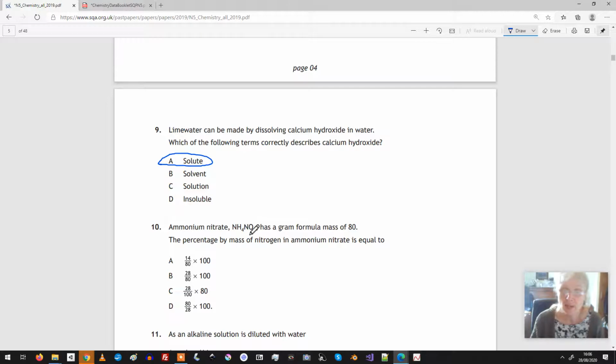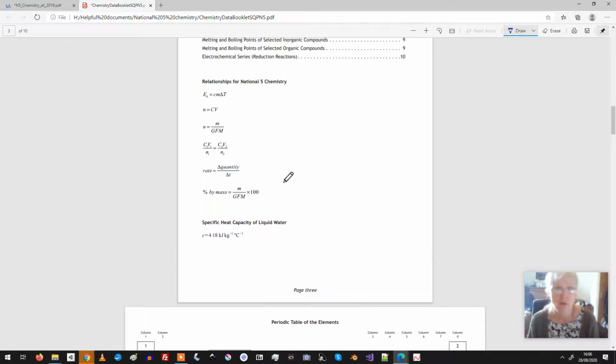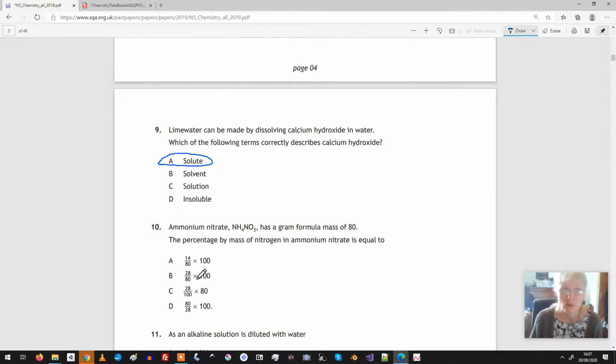And if you forget how to find this percentage by mass thing, there is a bit of a clue in the formula page. Percentage by mass: the mass of the amount divided by the gram formula mass times 100. So the mass of the amount, which is the 2 nitrogens, 28, over the gram formula mass times 100. So the answer is B.